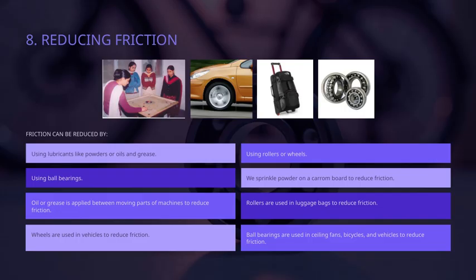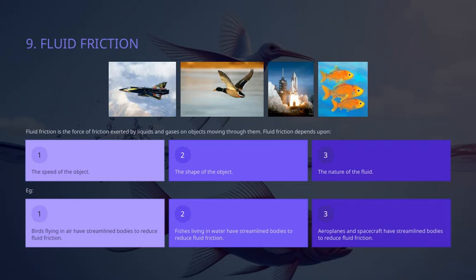In summary, whether it's through lubricants, ball bearings, wheels, or rollers, reducing friction is all about making movement easier, more efficient, and less wear-prone. These methods are all connected to the overall theme of making mechanical work smoother and more effective. Now, let's talk about fluid friction.